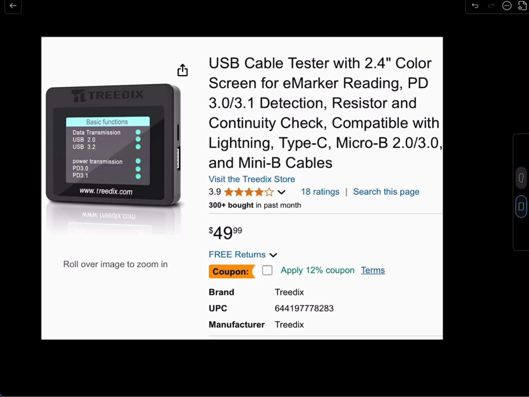This is the price that I got, at least from the US. And this little device allows you to determine what are the capabilities, from many aspects, that the cable that you're using can support.